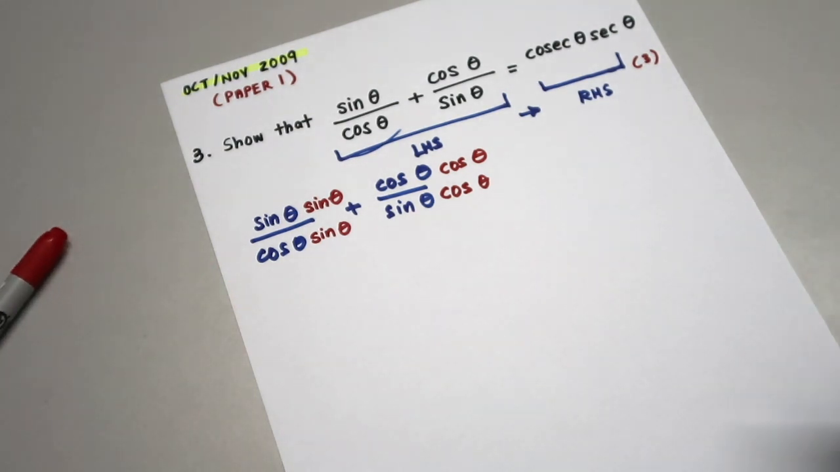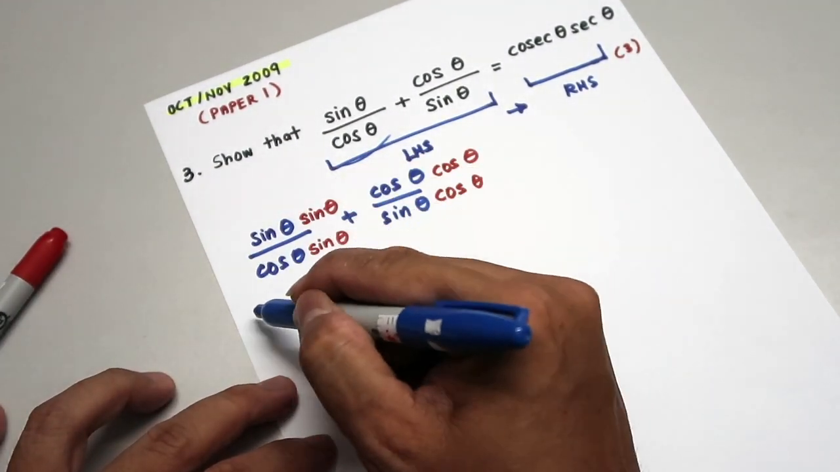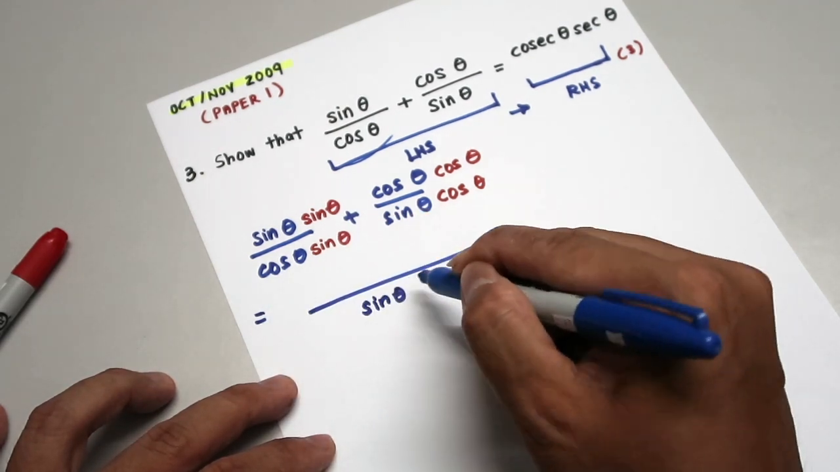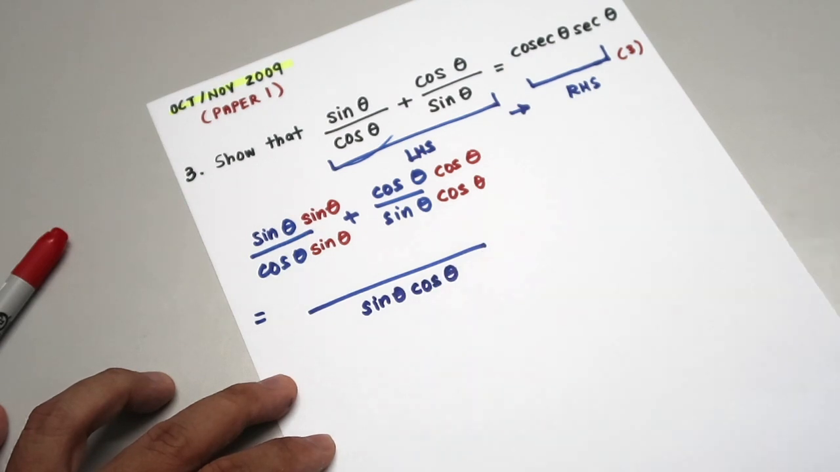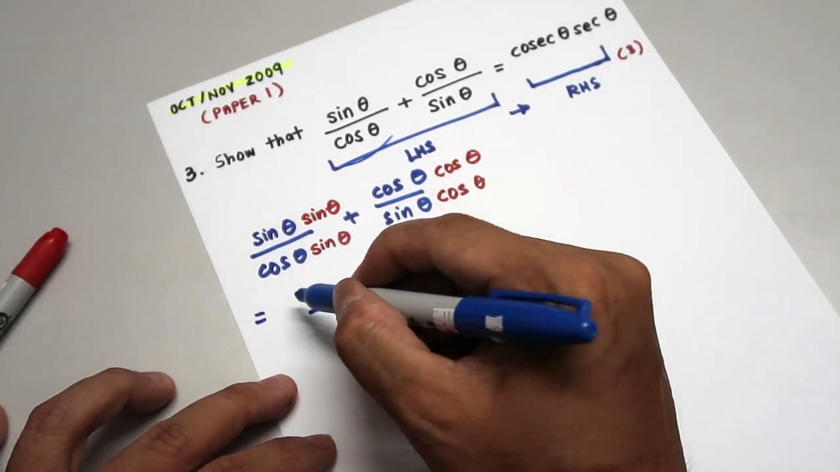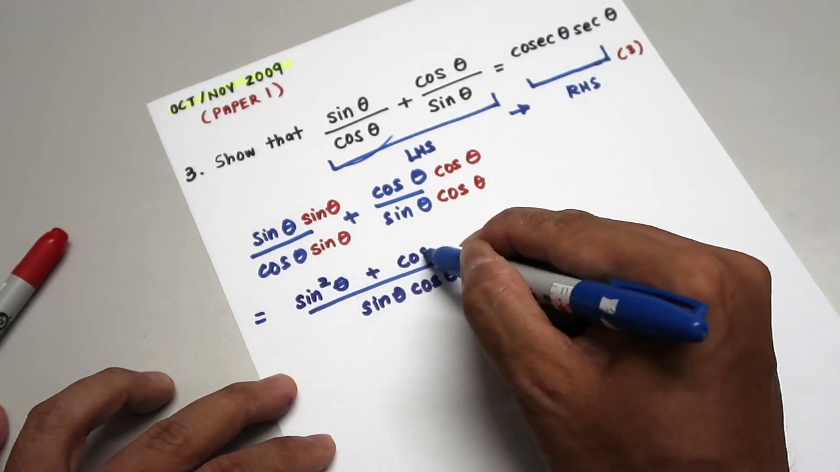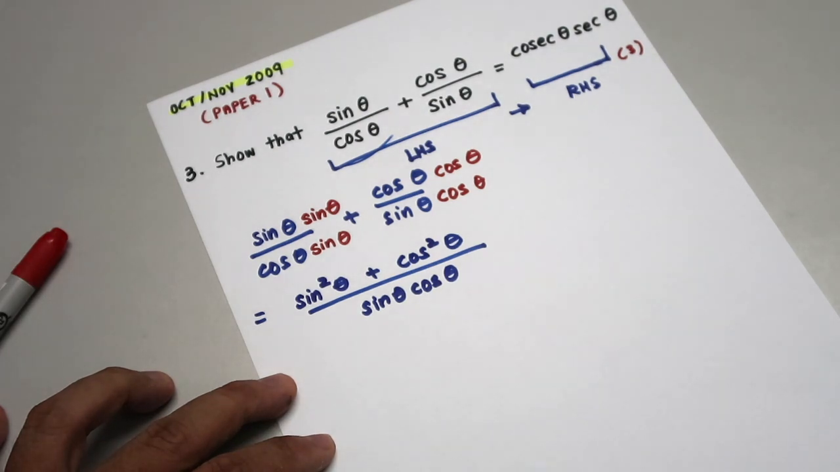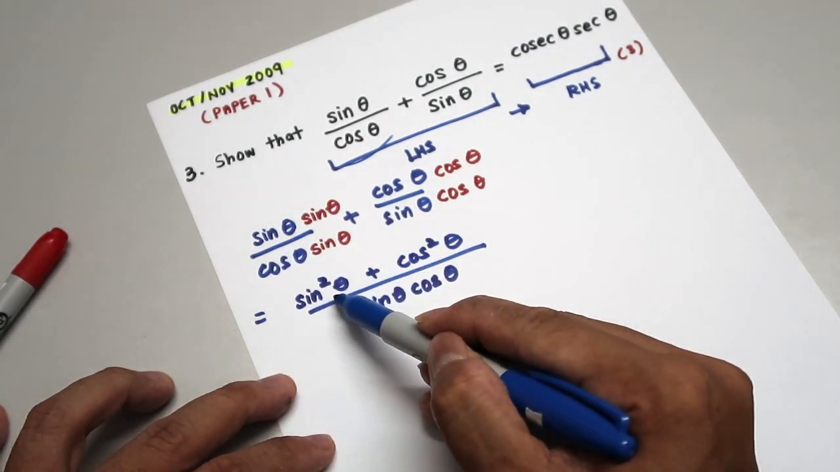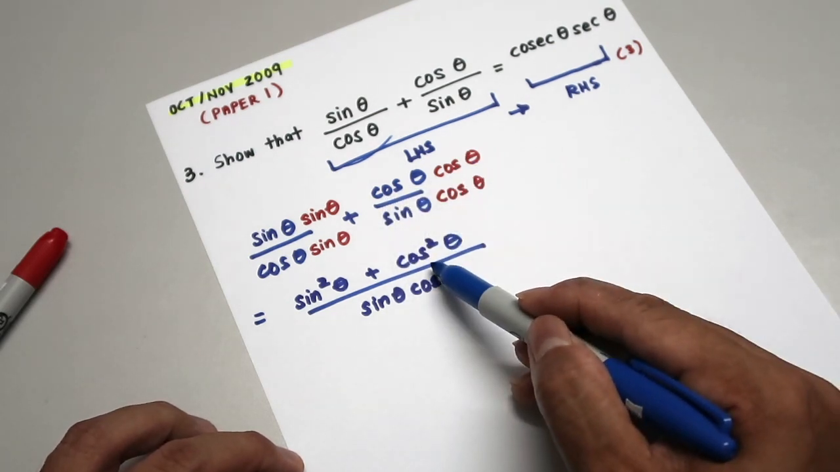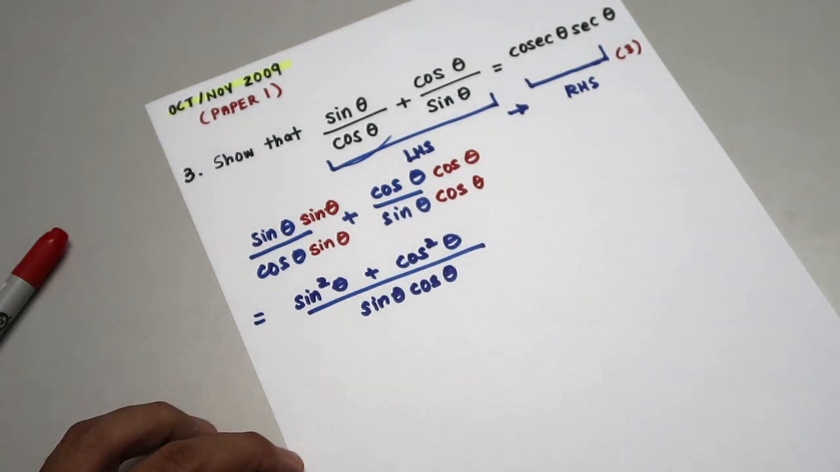Once the denominators are equal, this allows us to add them up. So our denominator is just sine theta cos theta, and we can simplify the top and put them together. So sine times sine gives us sine square, cosine theta times cosine theta, cosine square theta. So how do we go on from here?